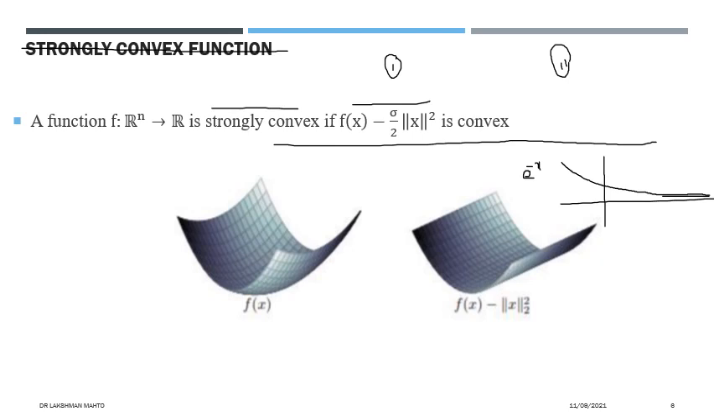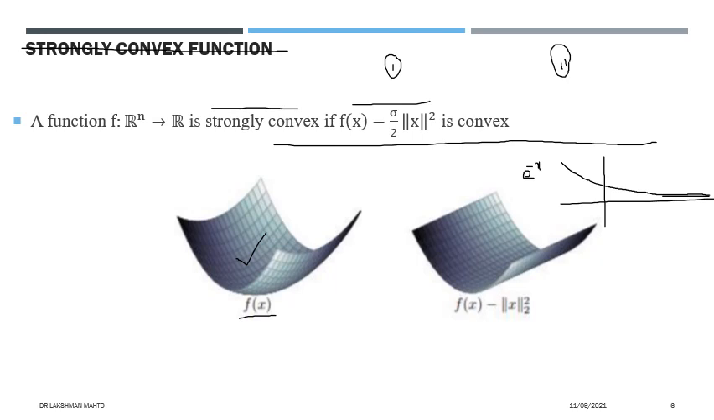Generally, again I would like to say the same thing. If f of x is a function which happens to be strongly convex, and you truncate some amount of quadratic part from this function, then we observe that the truncated version is again a convex function. Then we can claim that this function is a strongly convex function.